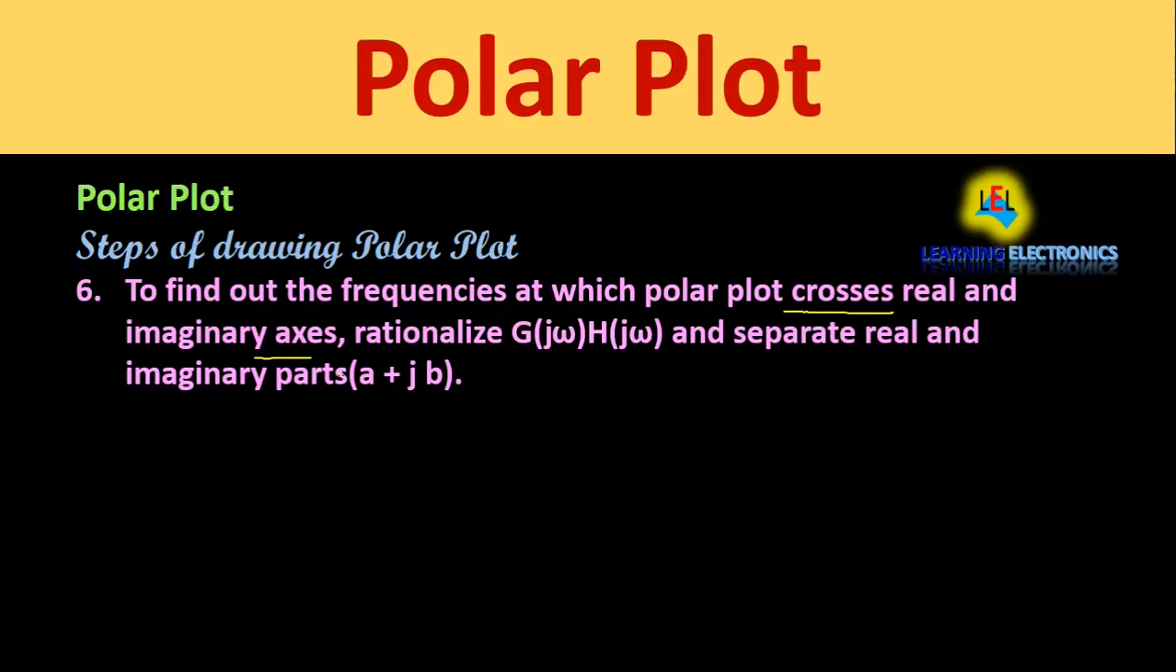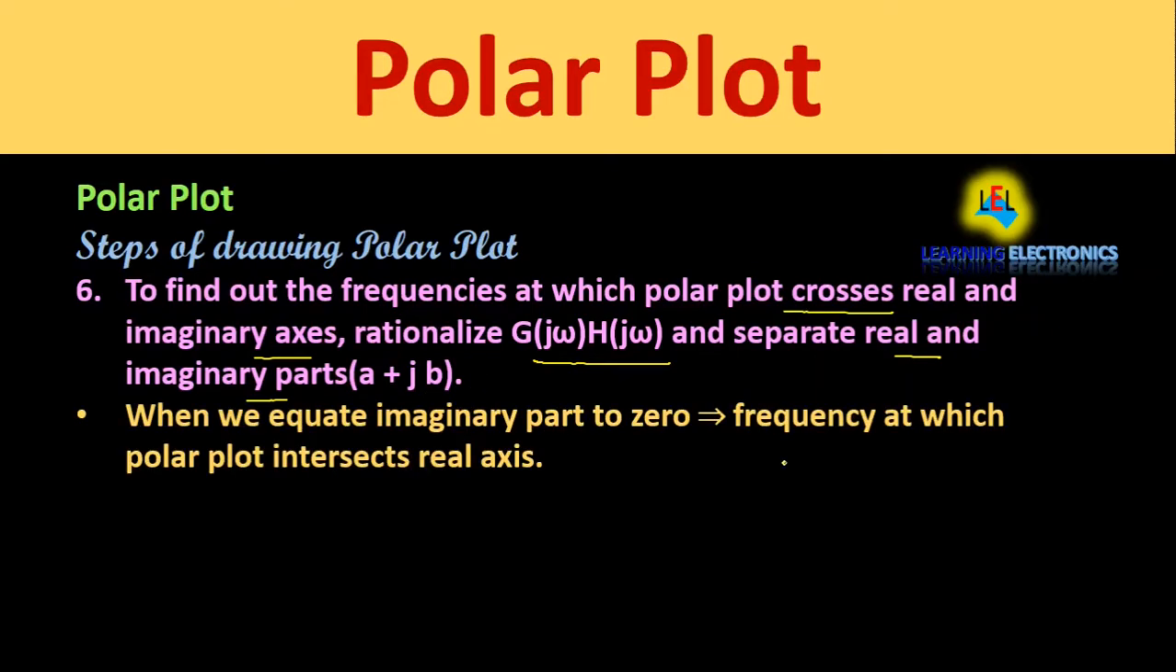axis. For that, we have to rationalize this equation of G(j omega)H(j omega) and separate the real and imaginary parts. And we have to write the equation of G(j omega)H(j omega) in the form of a plus jb. So, if we want to find out the frequency at which the polar plot intersects the real axis, then we have to equate the imaginary part of this equation of G(j omega)H(j omega) to 0.